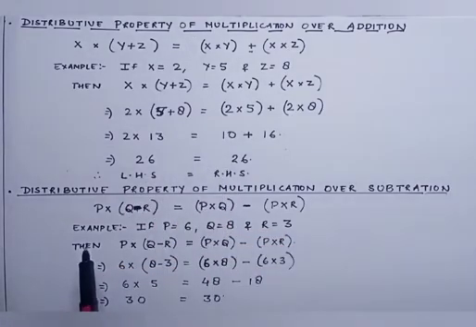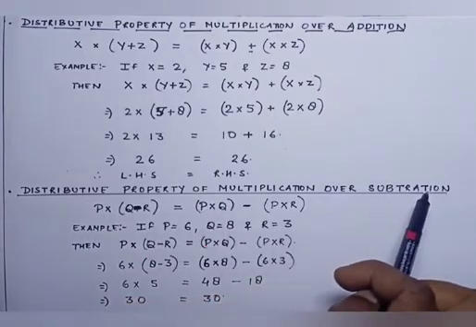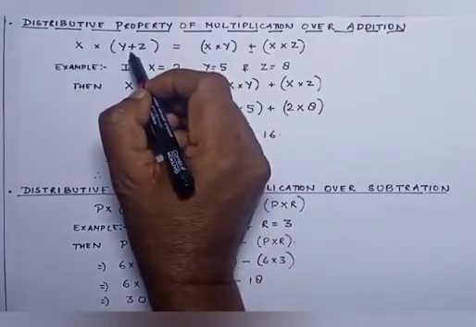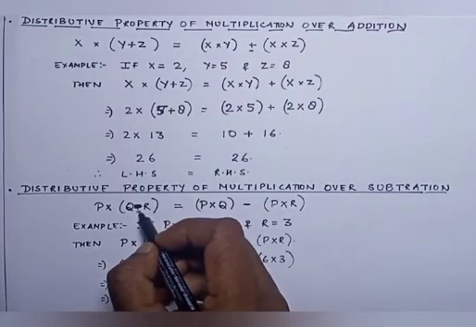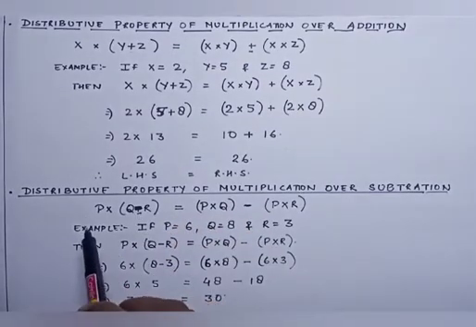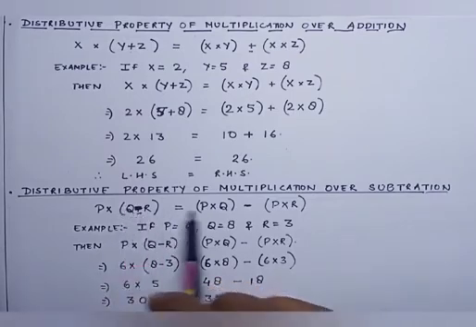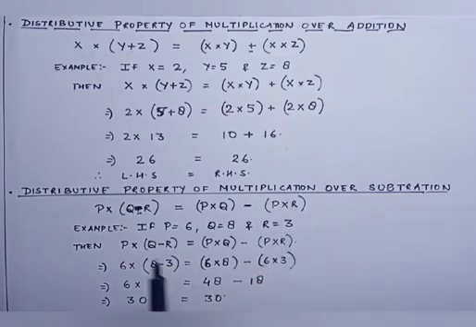Now, let us move to another topic, that is distributive property of multiplication over subtraction. In this property, in place of plus, we are going to place a minus sign, only that much. It means P into Q minus R in one bracket is equal to P into Q minus P into R in another bracket. Let us see with the help of an example.